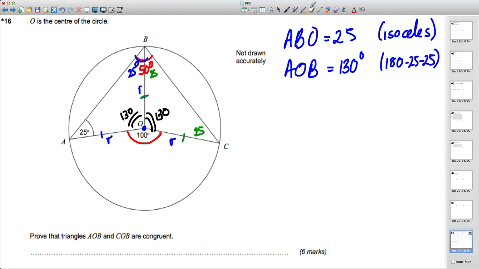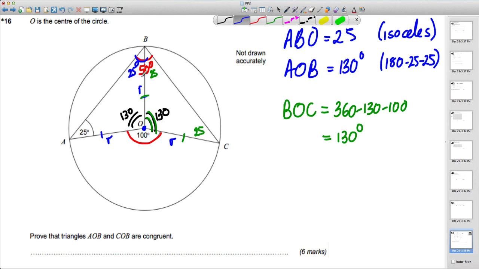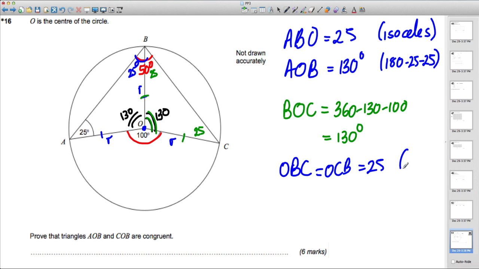Now, there are loads of ways to get this angle here. We got a different way, but we can now get the angle BOC. BOC must be equal to 360, take away 130, take away 100, which is equal to 130 degrees. So hence that's 130, and therefore these two are isosceles. These two must be 25 as well. So OBC and OCB must be equal to 25 because they're isosceles and they have to add up to 180. Or we used a different way: angle at centre is double angle at edge.